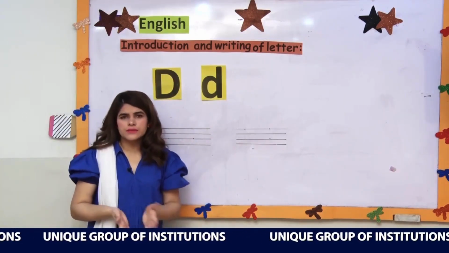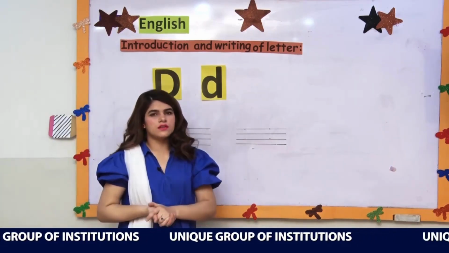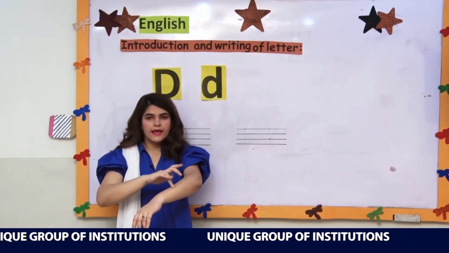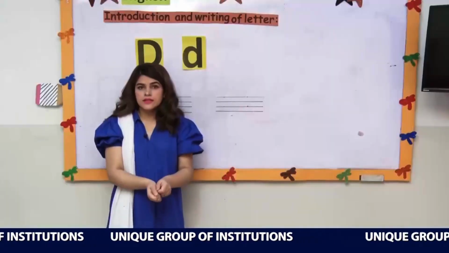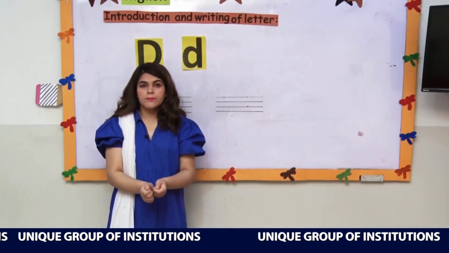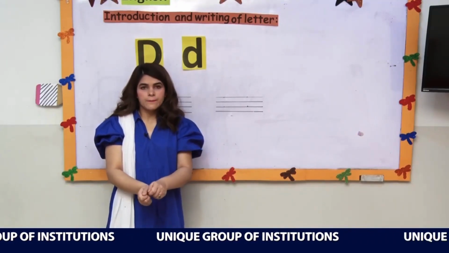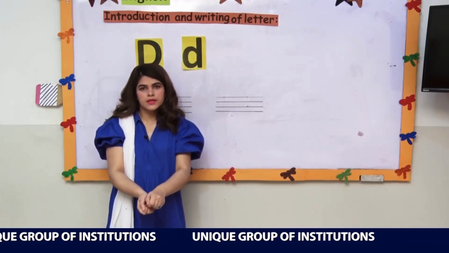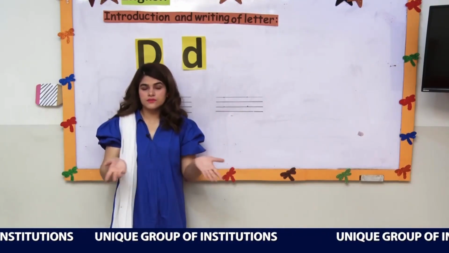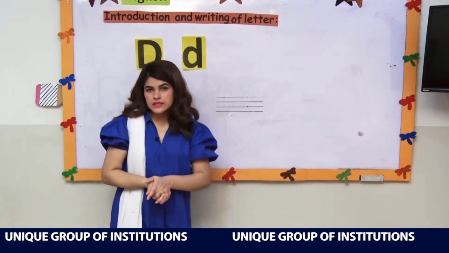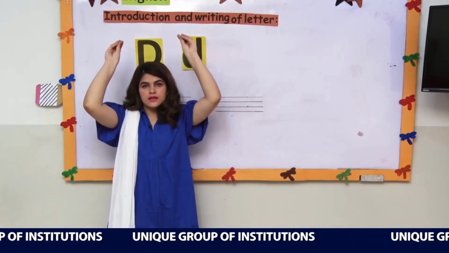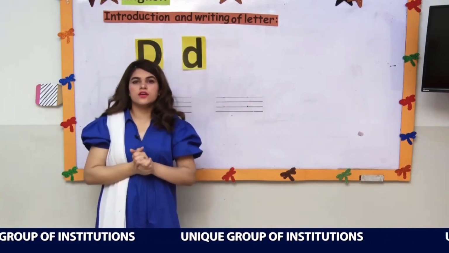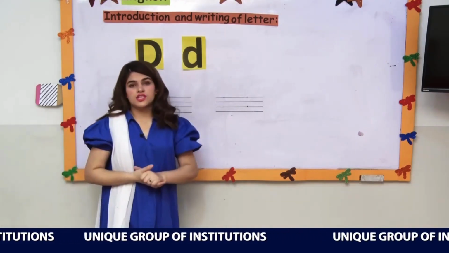So what is the action of D? Can you guess what is the action of D? First we have learned the action of A, that was ants on my arm. Then we have learned the action of B, that was batting the ball, like I'm holding the bat and pushing the ball. B. Then we learned the action of C, that was K, like we are clicking the consonants. K. And today it is the turn of letter D. So we will learn the action of D.